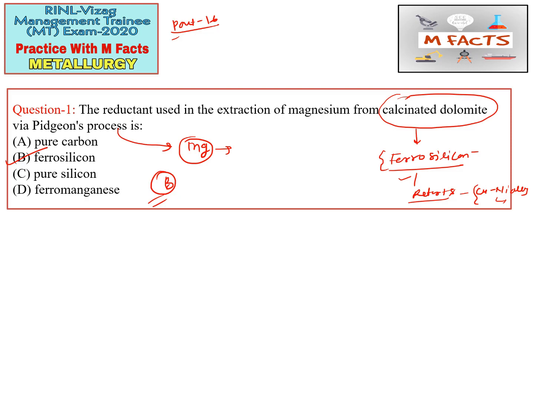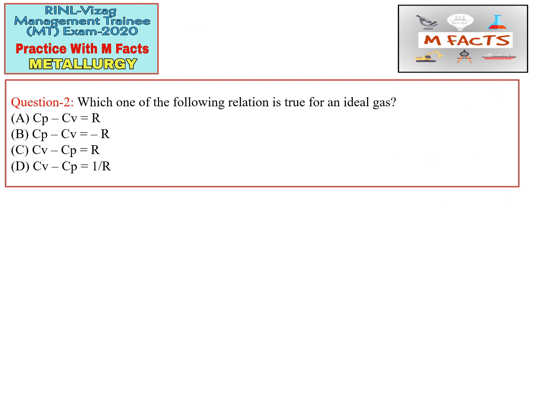The next question is: which one of the following relations is true for an ideal gas? The options are Cp minus Cv is equal to R, Cp minus Cv is equal to minus R, Cv minus Cp is equal to R. If you look at these options, you will get confused. If you don't know the relation and move to the options, you will always make a silly mistake. So to avoid silly mistakes, I will tell you this.